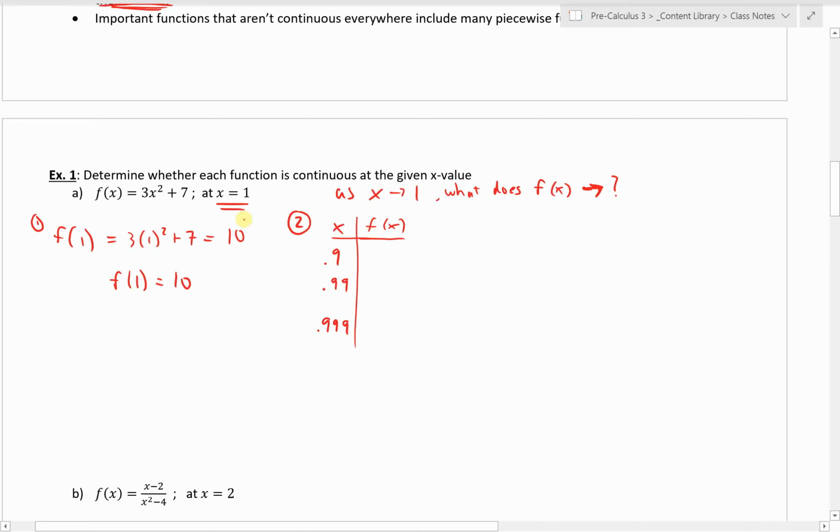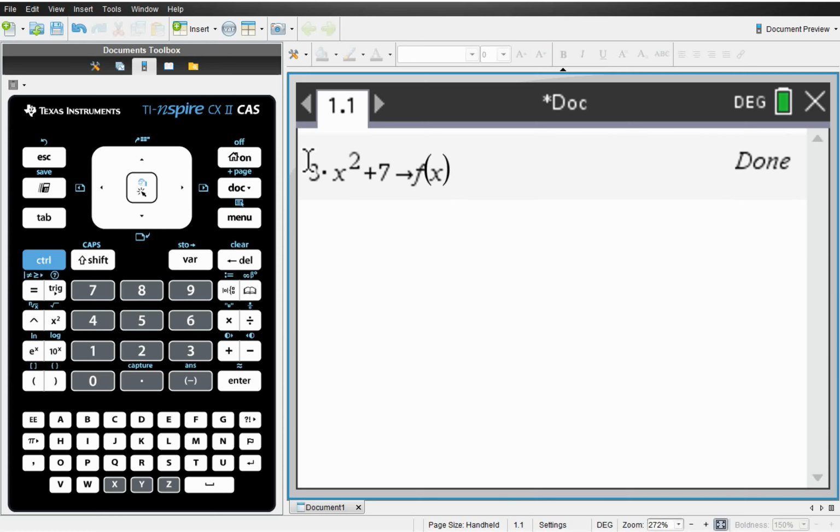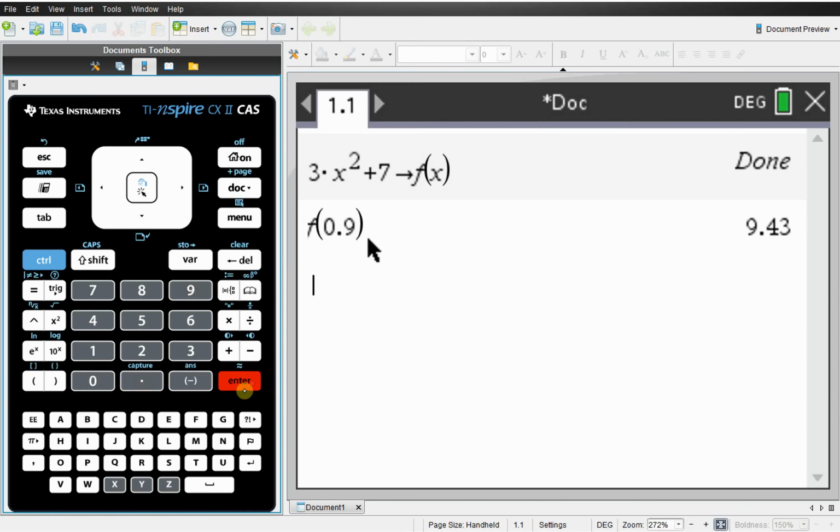It's a bit tedious here to plug 0.9 into that function, so I would definitely suggest using your calculator. So I have used my calculator. I've stored that function in here already. You could type each function value in manually. It might take a while. You could use a Microsoft or an Excel spreadsheet to do that. Or if you have a graphing calculator, you can program the function in to do this repetitive substitution here. But this is going to allow me to evaluate f at 0.9 and see that it's 9.43.